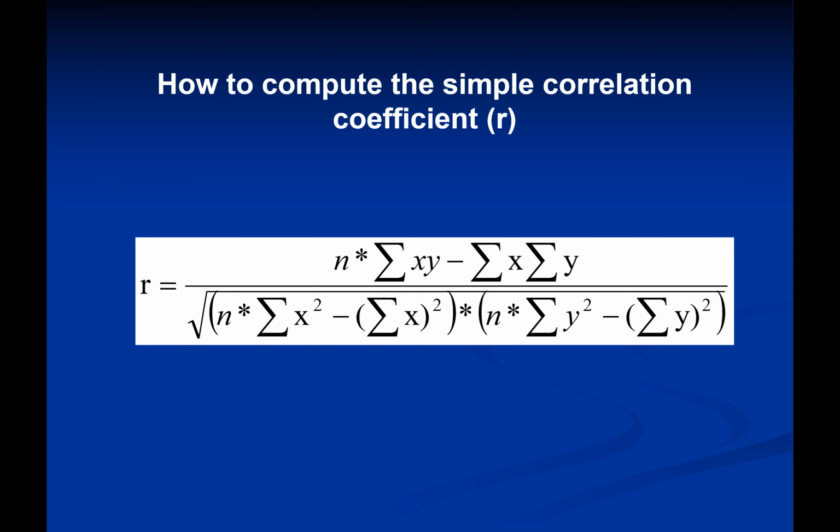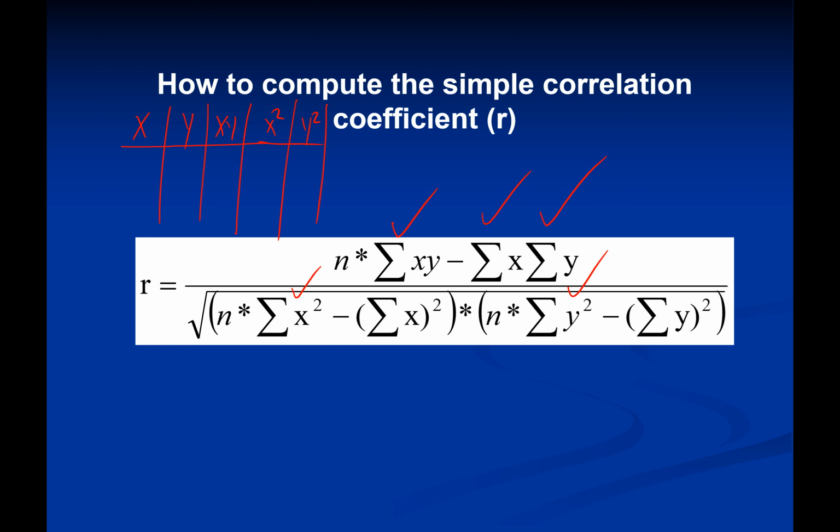And we have a formula to compute this. We are given the x coordinate and the y coordinate. I need to create 3 other columns: the product xy, x squared, and y squared. You're going to come up with summation of xy, summation x, summation y, summation x squared, and summation y squared. Once you have the 5 columns created, sum up each column, get the total, and throw it into the formula to get R.